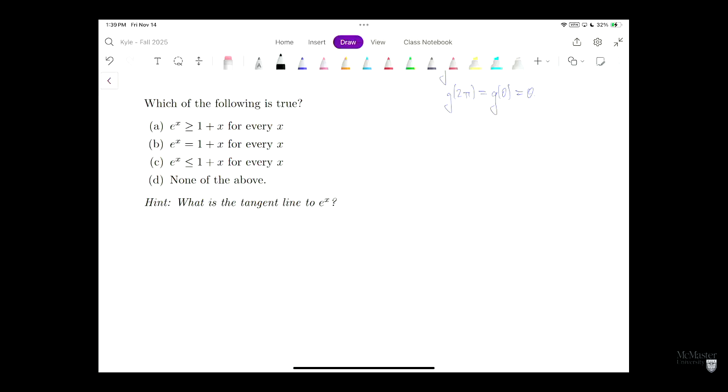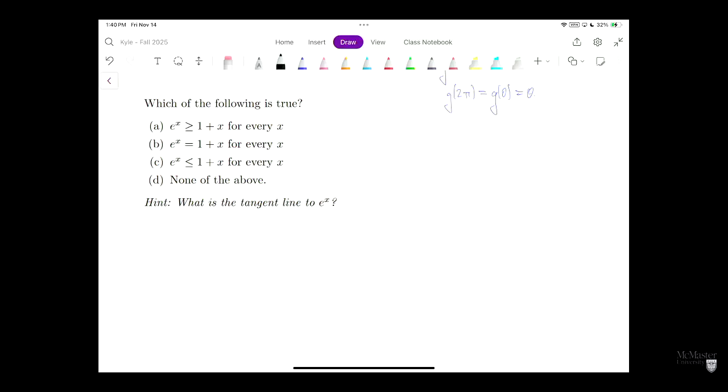So first off, let's try and vote. Who thinks it's A? Okay, almost everyone. Who doesn't think it's A? Okay, so I'll tell you already it's A. So let's now try and work on showing why it's the case that it's A. So what ideas might we have for the people who said A? Why do we think e to the x is always bigger than 1 plus x?